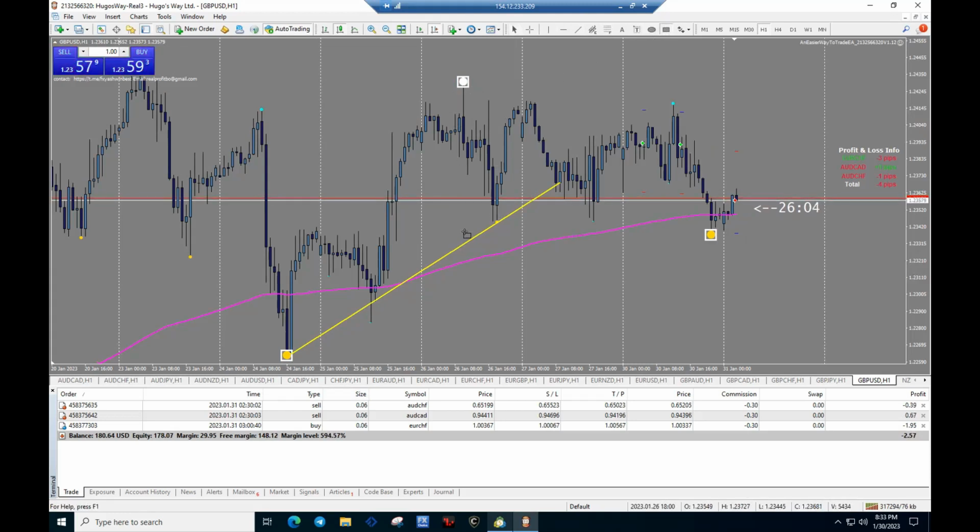Now come down right there. You go down, you had 2 rejections, and it came right there and rejected. And if the EA put us in right there, that third rejection, we would have kept it because why? That was the third rejection off the trend line.